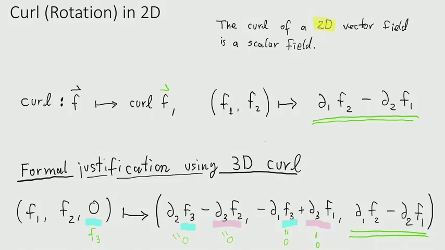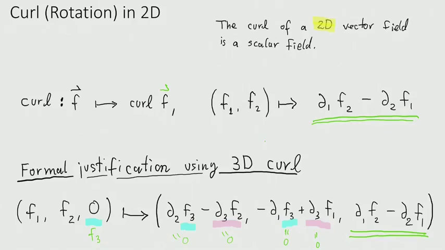So basically we've got a 3D vector, but only the third component is anything interesting. The first 2 components are always 0 in this case. And we take that as a justification to define this 2-dimensional curl operator.